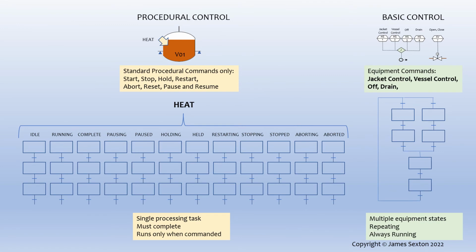Unlike commands to basic control, which are equipment specific, procedural control commands are more generic. That is because the procedural element has only one specific process-orientated task, like heat or mix, for example, and the commands can only affect how that task is executed. So, all procedural control elements must handle the following commands: start, stop, hold, restart, abort, reset, pause, and resume.